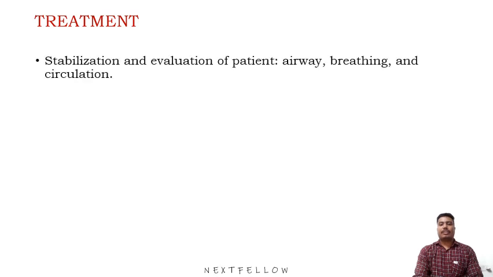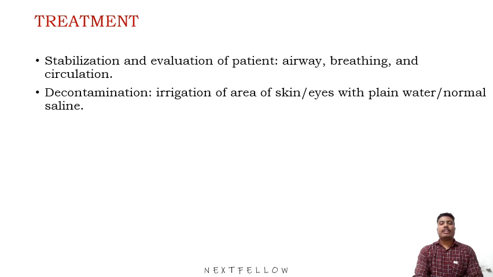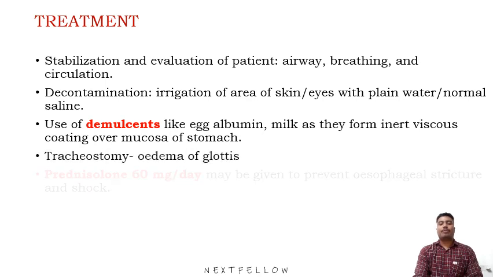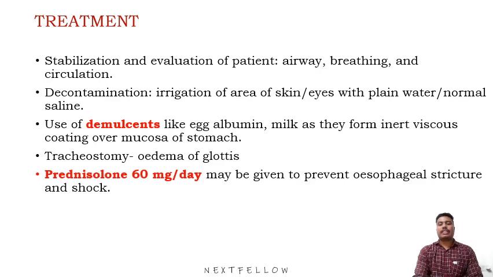Now the treatment. First we have to follow the Scandinavian method, that is stabilization and evaluation of the patient and maintaining airway, breathing, circulation. Then decontamination is done by irrigation of the area of skin and eyes with plain water and normal saline. Demulcents can be used. Examples of demulcents are egg albumin and milk, because they form an inert viscous coating over the mucosa of the stomach. Tracheostomy can be done if there is edema of the glottis, and prednisolone 60 mg per day may be given to prevent esophageal stricture and shock.